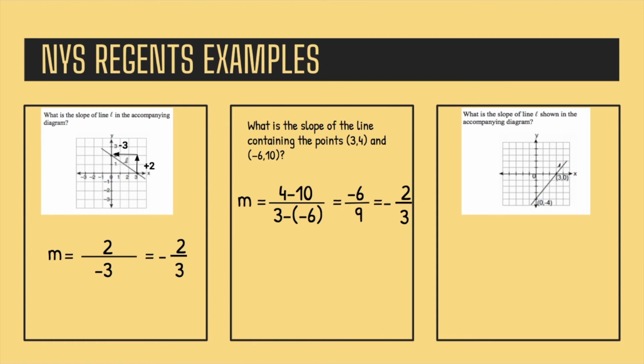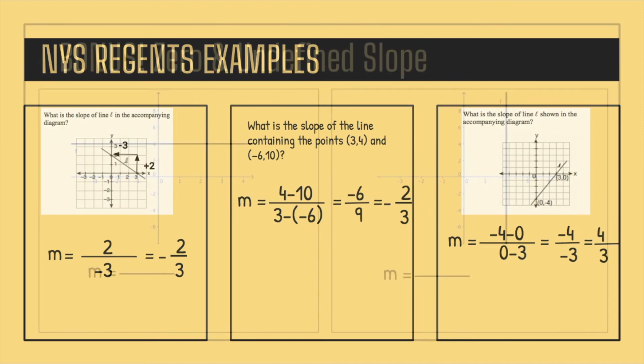Now our last example, what is the slope of line L shown in the accompanying diagram? Let's use our slope equation again for this method. Now let's start off by labeling our point 3, 0 as x1, y1, and our point 0, negative 4 as x2, y2. So let's subtract our y's, negative 4 minus 0, and then subtract our x's, 0 minus 3, to get negative 4 over negative 3, which equals 4/3.